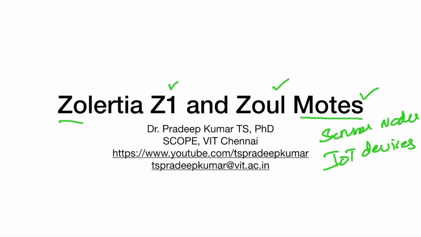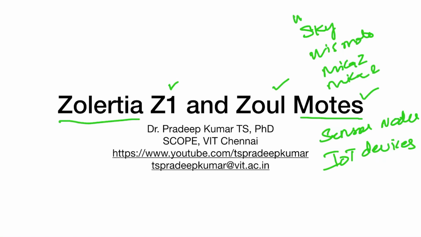Both are from the company called Zolertia. Earlier we had different motes called Sky motes, Wismote, then Mica Z, then Mica 2, and these are MSP 430 based boards. Even this Zolertia is also based on MSP 430. So for compiling this you need to have MSP 430 support in your operating system. This is how we installed Contiki NG, which comes with the MSP 430 libraries.